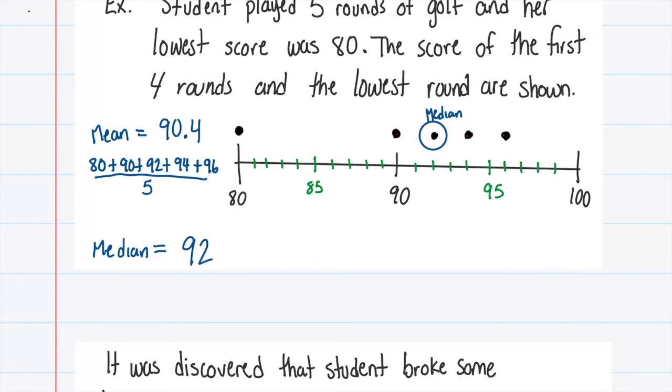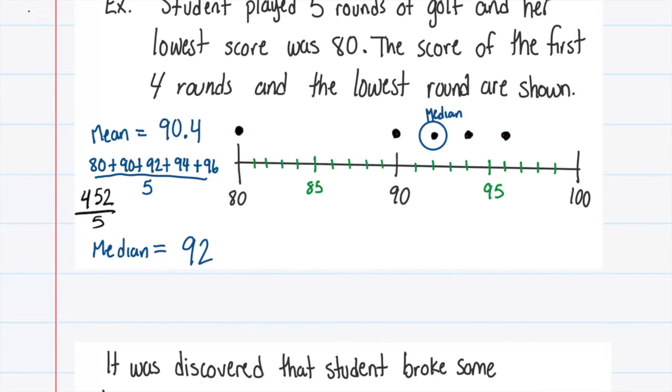So we do 80 plus 90 plus 92 plus 94 plus 96, that actually gives us 452. Let me write it right here. 452. And when you divide it by 5, that gives us 90.4 right there.